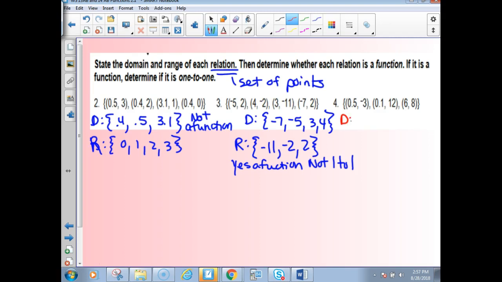So we got domain. Again, just your x values. 0.1 is the smallest, 0.5, and 6, and that's 3 of them. So it is a function. And the range, and it really doesn't matter what order you answer all these questions, but the range is the -3, 8, and 12. That's all 3 different points, so it's one-to-one as well.